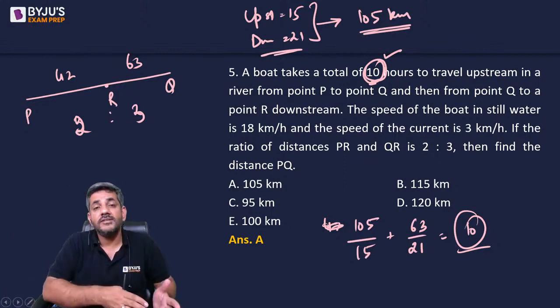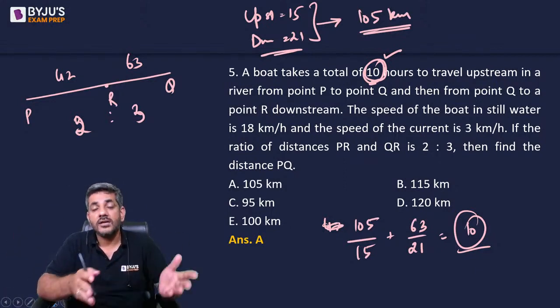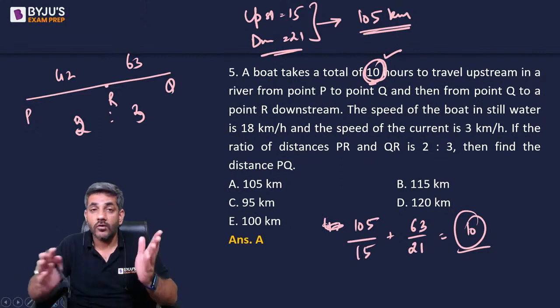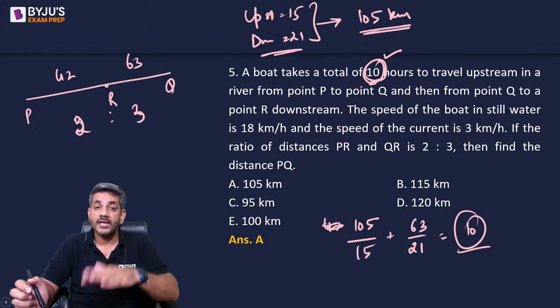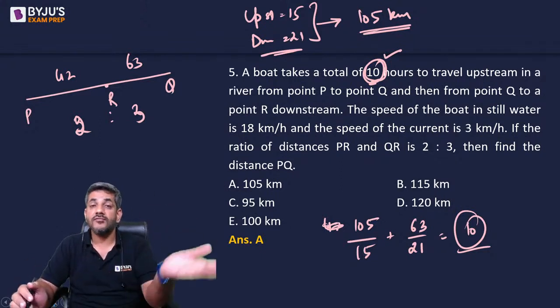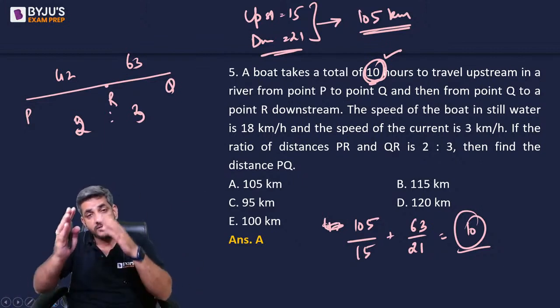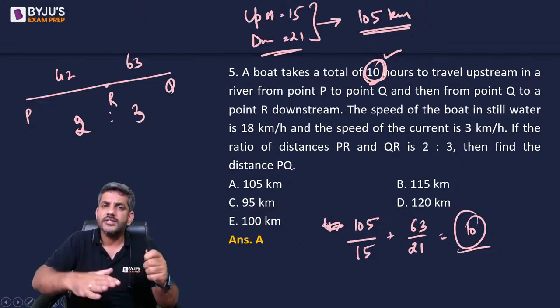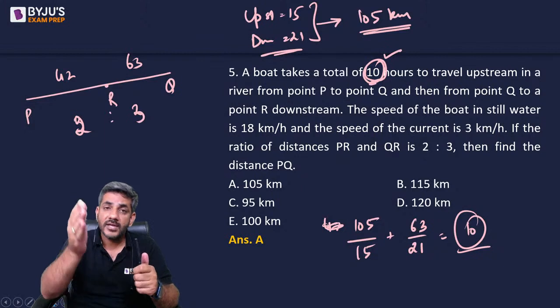So if 105 is covered in 2 hours, for what distance would 10 hours be taken? 10 hours is 5 times of 2. Then I would have done 5 times of 105. So the same 105 would have been increased or decreased according to the time given in the question.